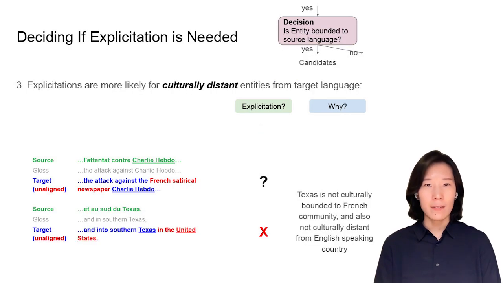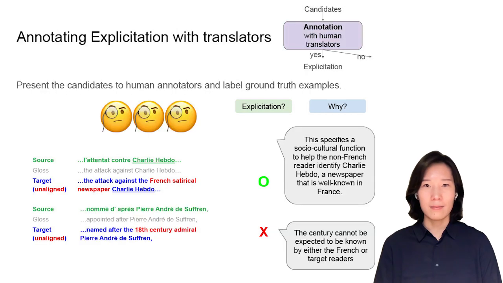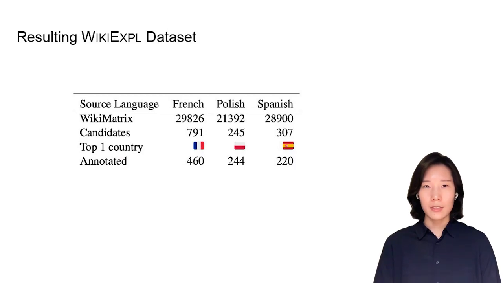Then we decide if the named entity needs explicitation. We check if the entity is culturally bounded to the source language speaking community and culturally distant to the target language speaking community. In the final annotation stage, we present the automatically collected explicitation candidates to humans to get final ground truth samples. This is the statistics of the resulting dataset.